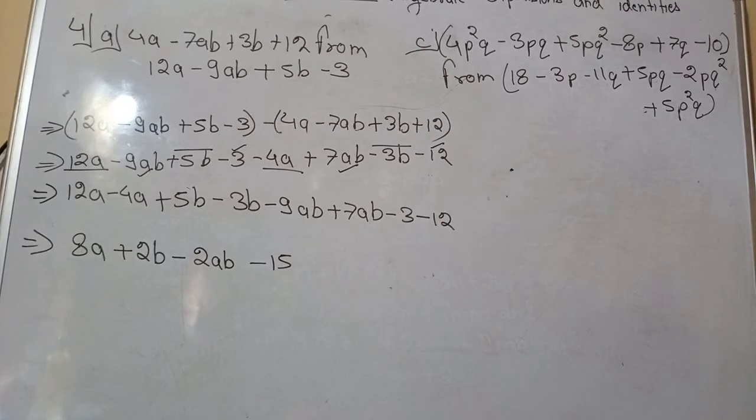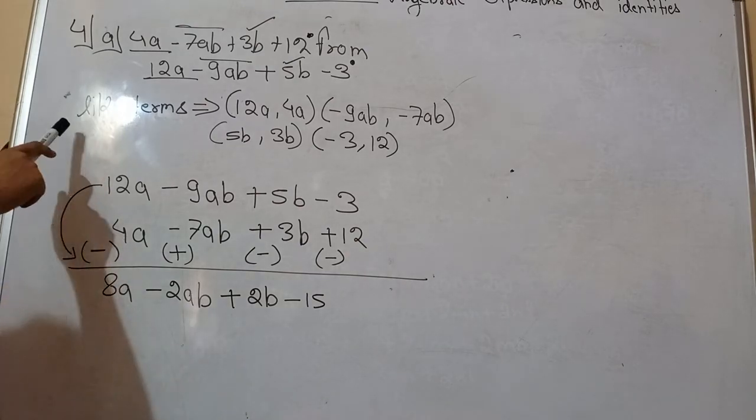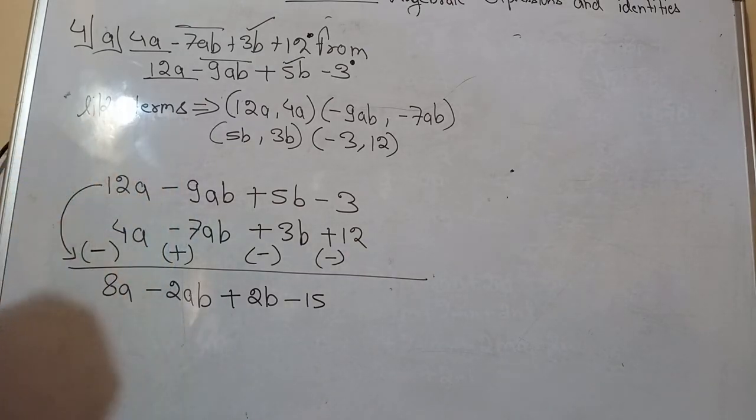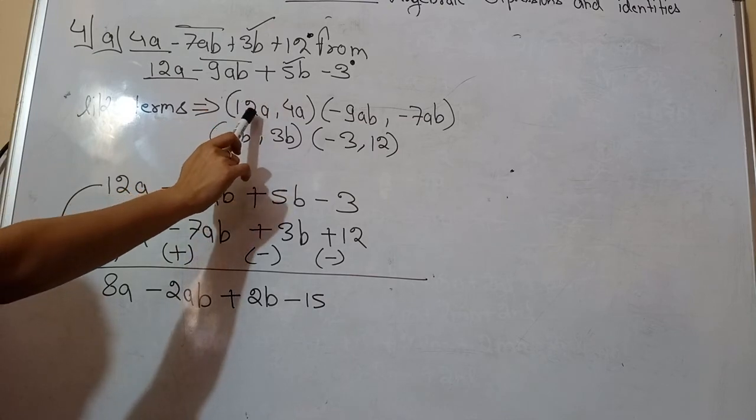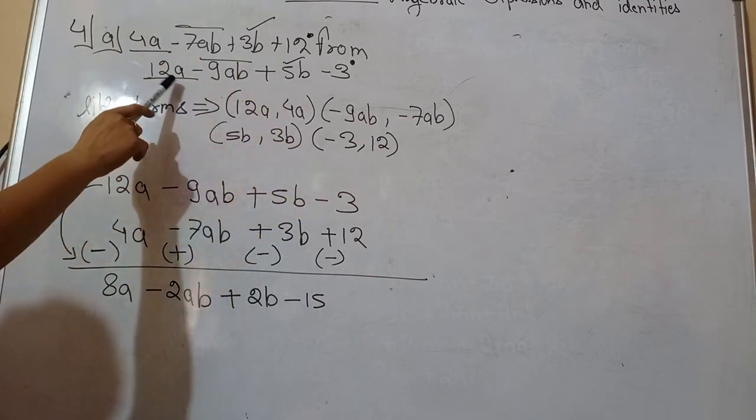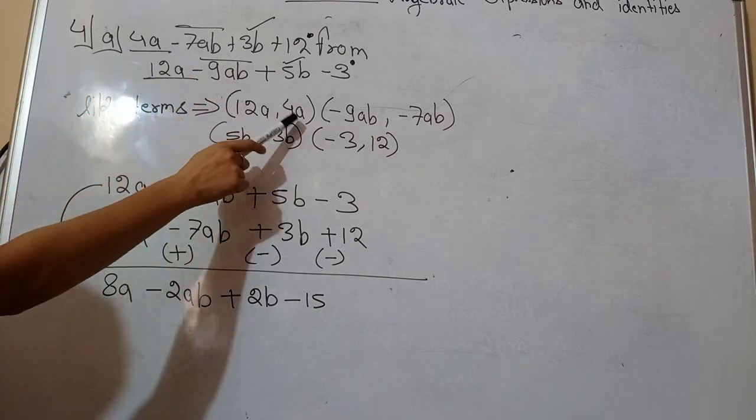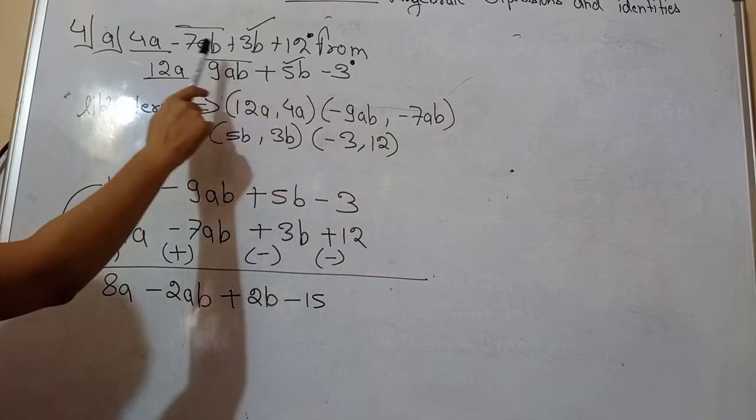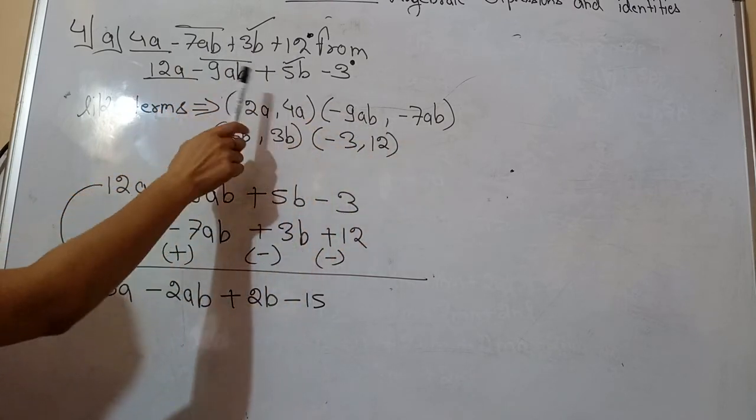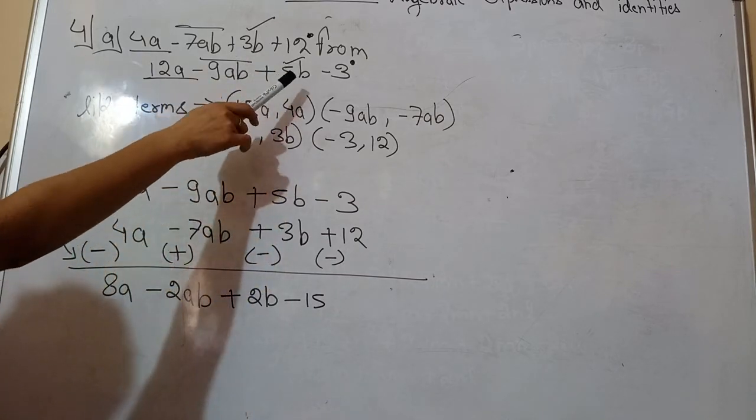Okay, so see, this is the second method of subtraction. First what you have to do, you have to write all the like terms together. I am again telling you this, that the term which is written after "from", से "from" के बाद जो term लिखा होगा, that term you have to write first. Okay. So see here, 12a is similar to 4a, so 12a and 4a is the first like term. Minus 9ab, you have to write the sign also. Minus 9ab is similar to minus 7ab. Okay. 5b is similar to 3b because both have the same variable, which is b.